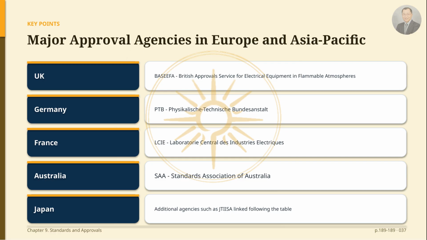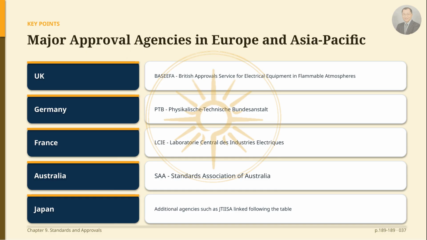For the UK, it is BSIFA, the British-approved service for electrical apparatus in flammable atmospheres. Germany is handled by PTB, the Physikalisch-Technische Bundesanstalt. France is LCIE, the Laboratoire Centrale des Industries Électriques. Australia is SAA, the Standards Association of Australia.